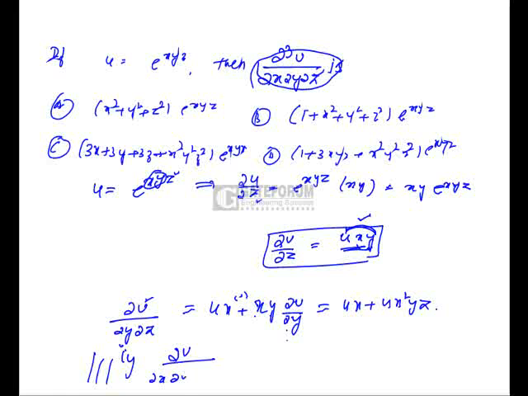So ∂x, ∂y, ∂z, and if we simplify, the answer will be e^(xyz) into (1 + 3xyz + x²y²z²), which is nothing but option D.